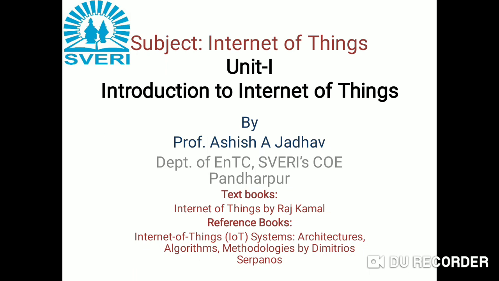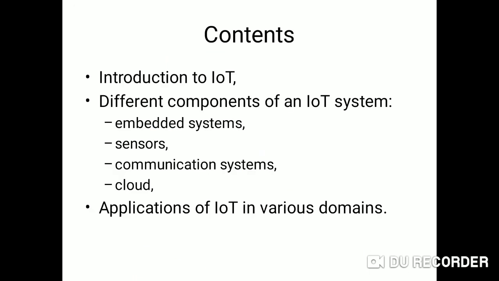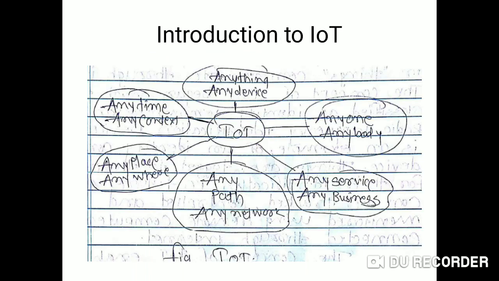Textbook recommended for this is Internet of Things by Raj Kamal, and another book is Internet of Things: System Architecture, Algorithms and Methodologies. The contents I am going to describe in this video are Introduction to IoT, different components of IoT system that are embedded system, sensors, communication systems, and the cloud. We will conclude this video with applications of IoT in various domains. So let's begin with the first bit, Introduction to IoT.